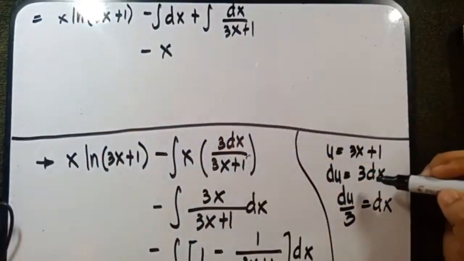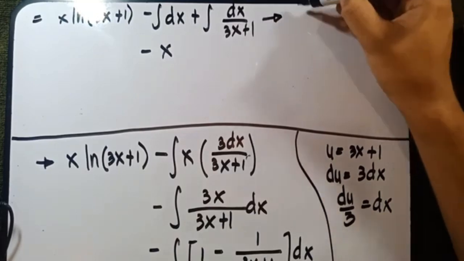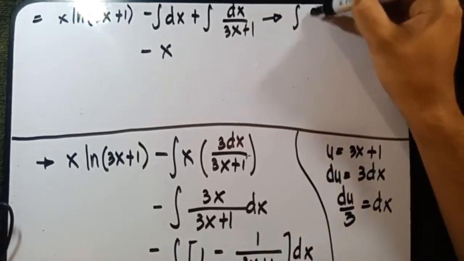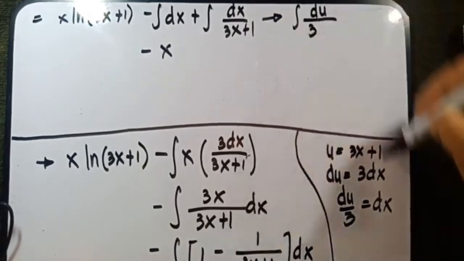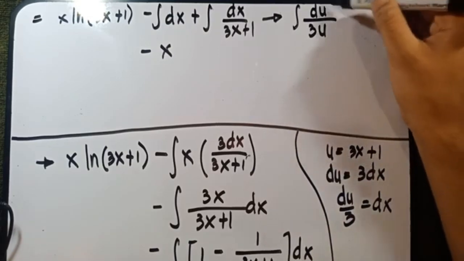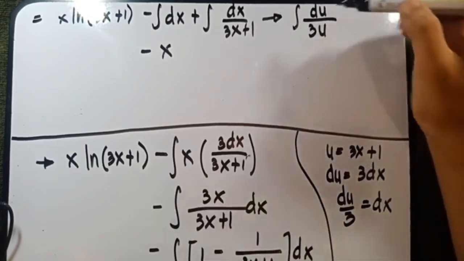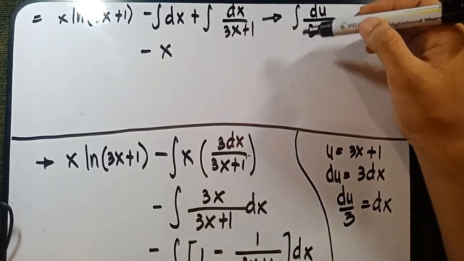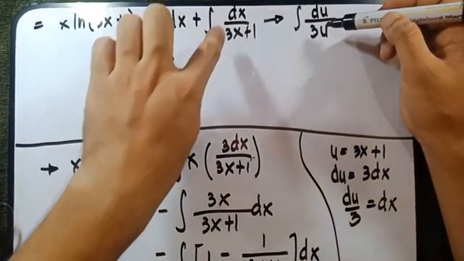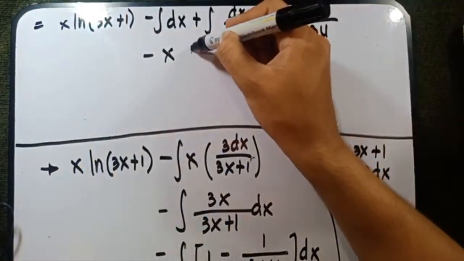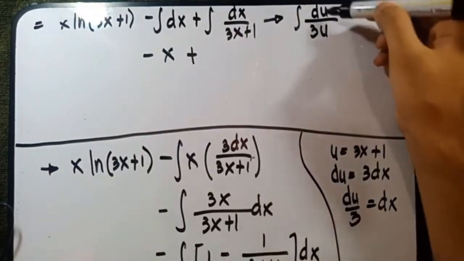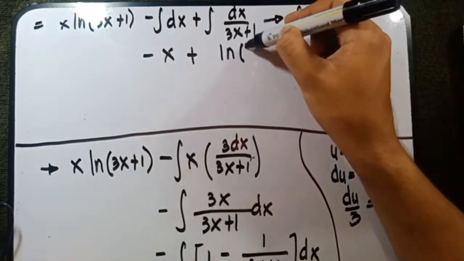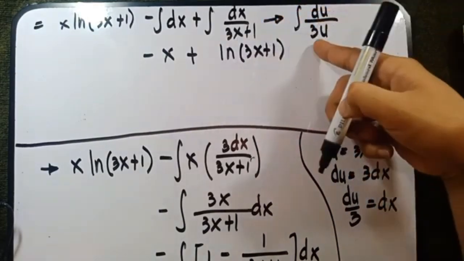So what happens now to dx over 3x + 1? Let me show you. We replace dx with du over 3, and the denominator with u. So du over u, the integration of du over u is ln u. The 3 in the denominator is only a coefficient. So this dx over 3x + 1 will be plus ln u. We replace u with 3x + 1, so ln(3x + 1), and of course, the denominator 3.